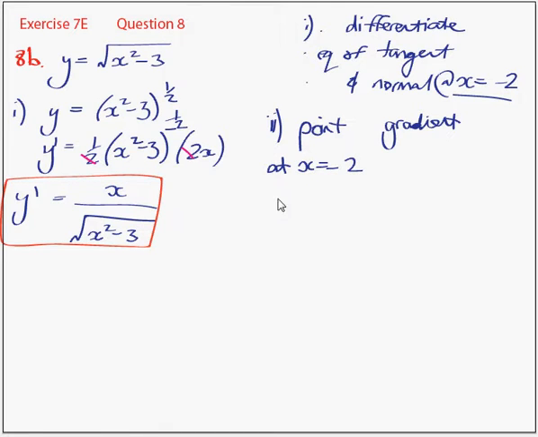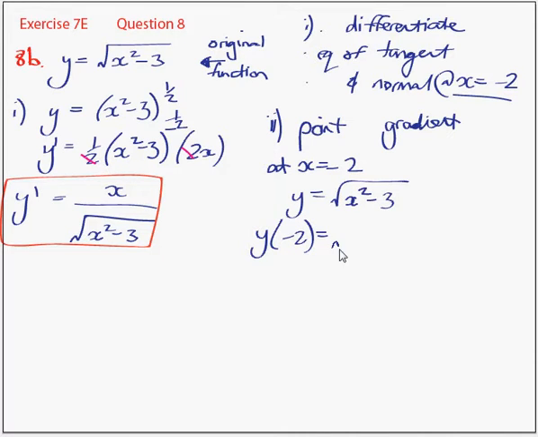For this I use my original function. It's a very common mistake to plug it into here. What we really want is the y coordinate. So my original function is square root of x squared minus 3. I evaluate that at point -2, and I get the square root of -2 squared is 4, minus 3 is the square root of 1, which is just 1. So my coordinate point is -2, 1.